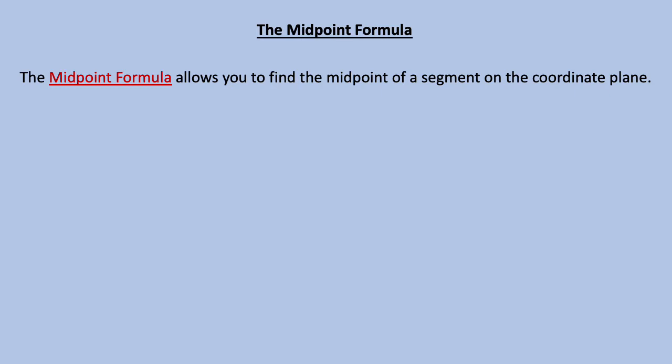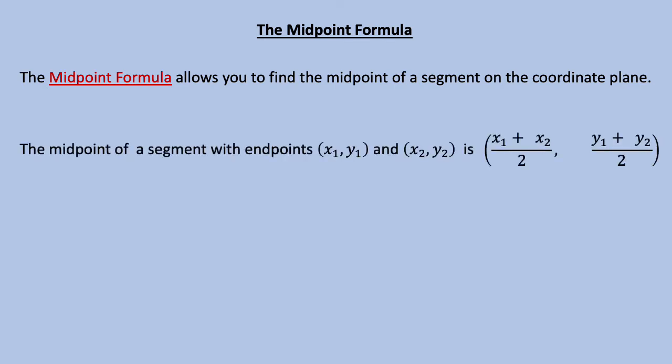The midpoint formula. The midpoint formula allows you to find the midpoint of a segment on the coordinate plane. The midpoint of a segment with endpoints (x1, y1) and (x2, y2) can be found using the midpoint formula, which is (x1 + x2) divided by 2 and (y1 + y2) divided by 2. That formula will give you the x and the y coordinates of the midpoint.